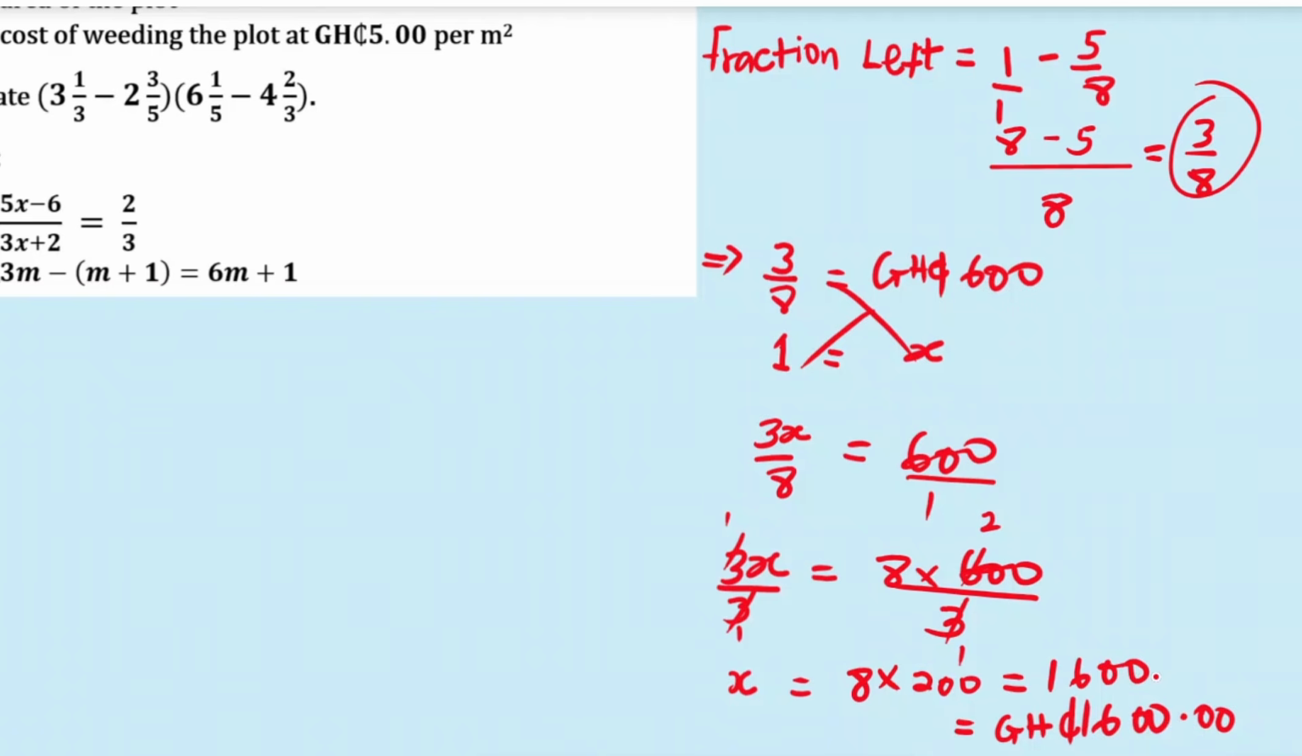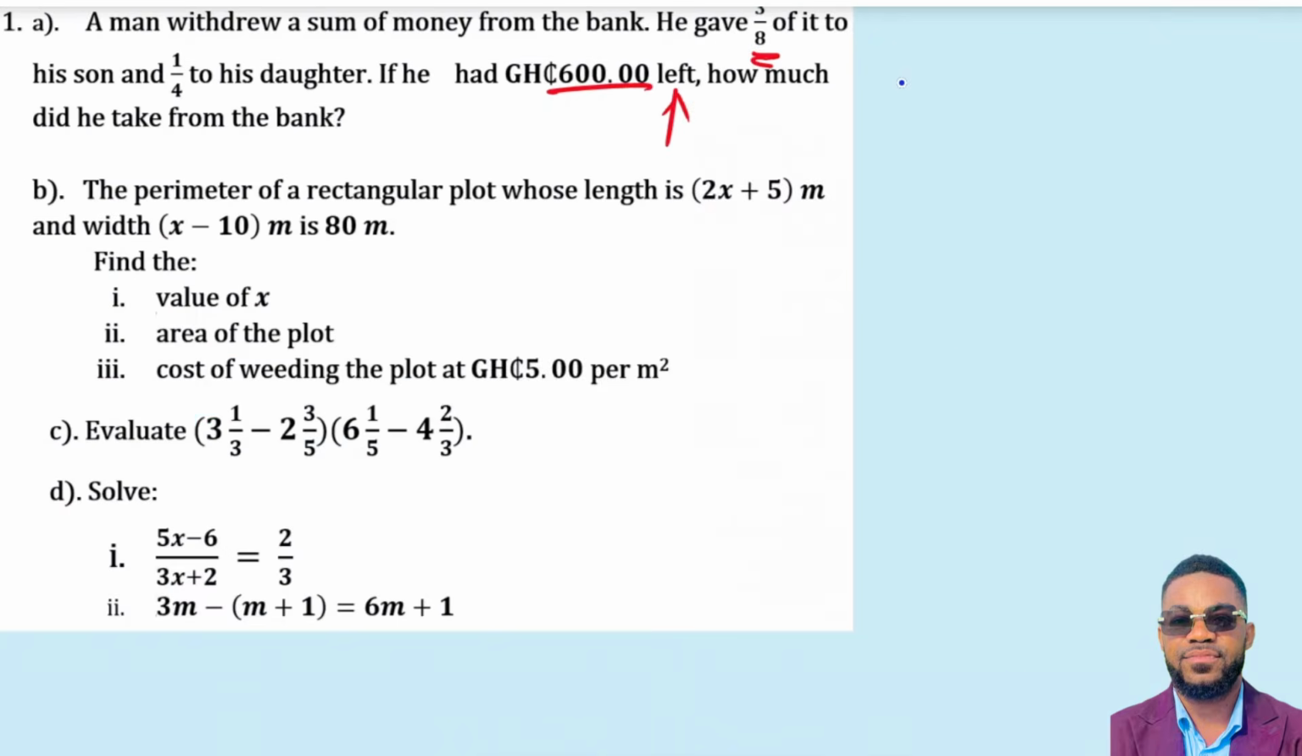I hope you've understood this one. So let's move on to the next question. Let's get the next question. That is question 1B solved here. Now let's read the question.